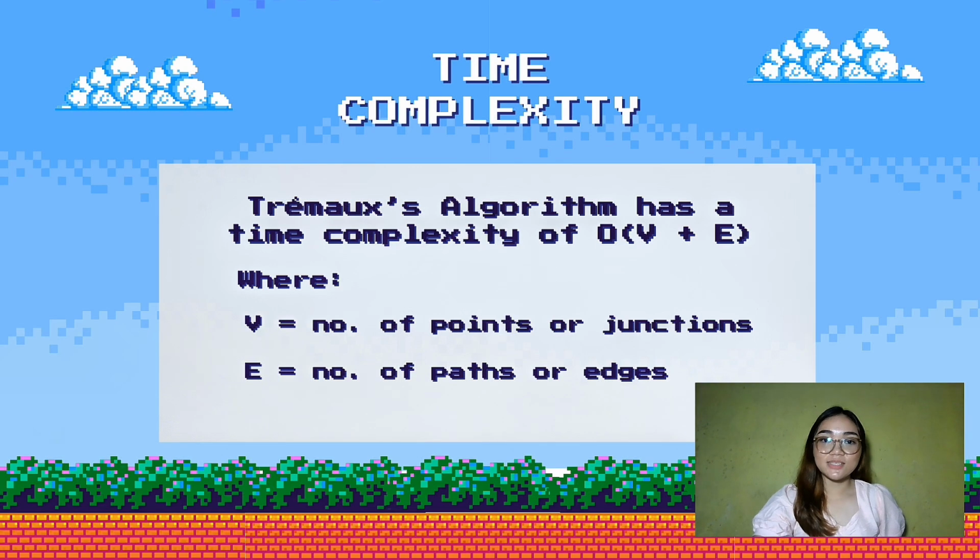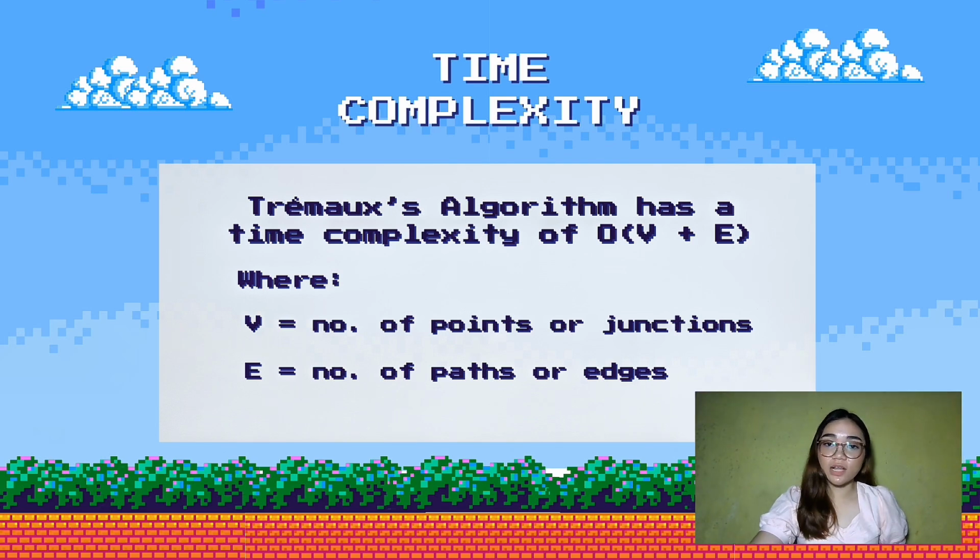Now, let's talk about the time it takes for this algorithm to work. This is called the time complexity, which basically means how much work the algorithm has to do to solve the problem. Tremaux's algorithm operates with a time complexity of O(V + E), where V is the number of junctions or decision points and E is the number of corridors or connecting paths.